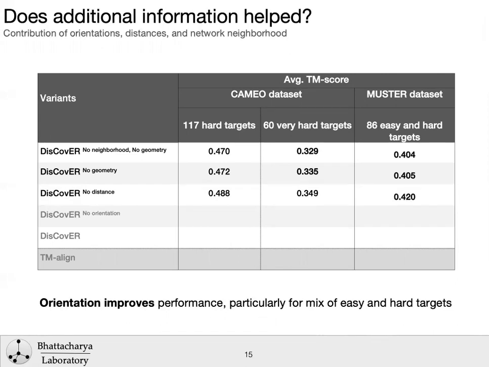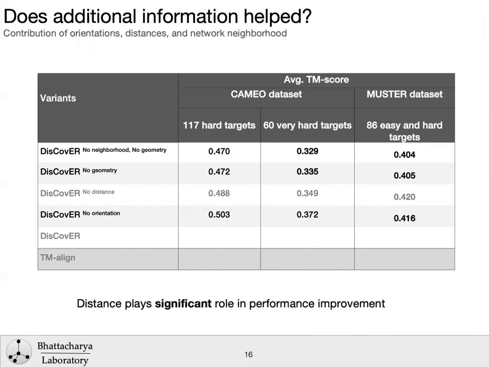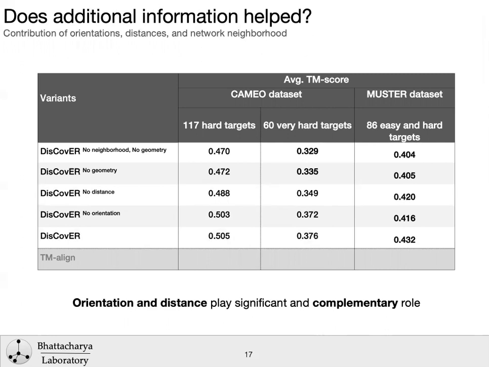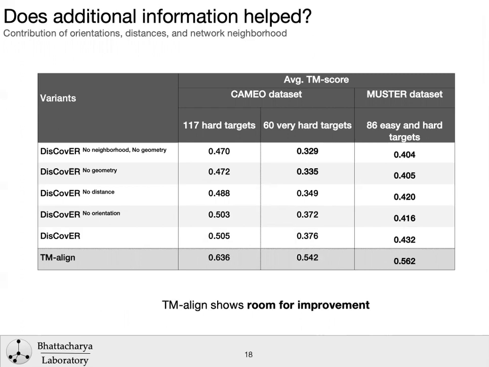Incorporating orientation further improves the performance of DisCovER, particularly for the mix of easy and hard target set. In addition to orientation, distance information also plays a significant role in the success of DisCovER. The full-fledged DisCovER attains the best performance, illustrating the complementary role of orientation and distance information, particularly for the mix of easy and hard target set. Finally, TM-align performance is reported as a reference oracle method, and not surprisingly, the TM-align based oracle achieves much better performance, indicating that there is still large room for improvement.